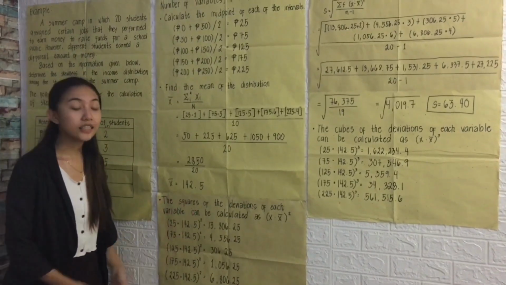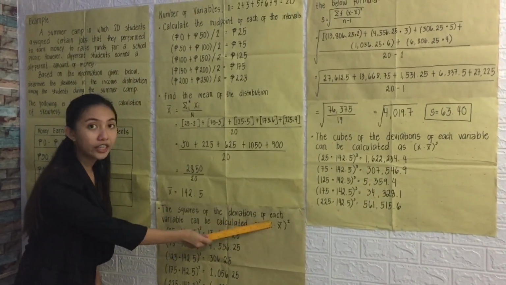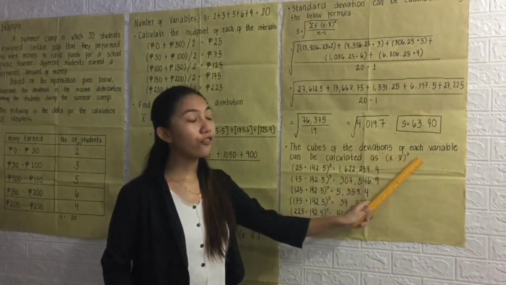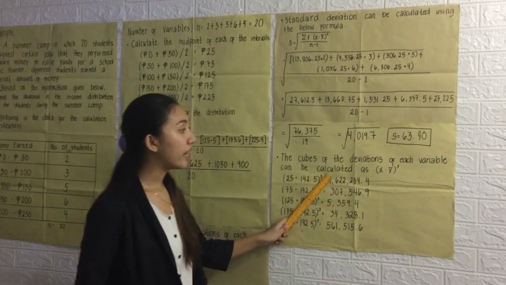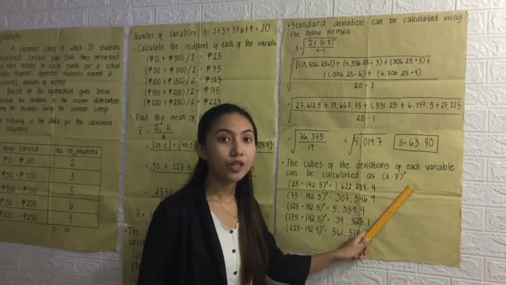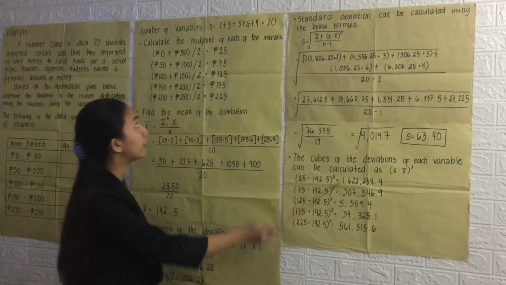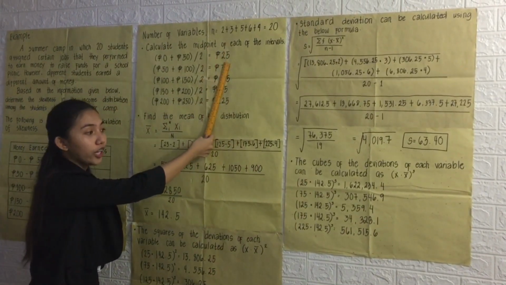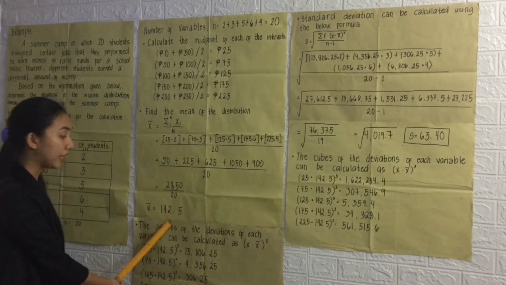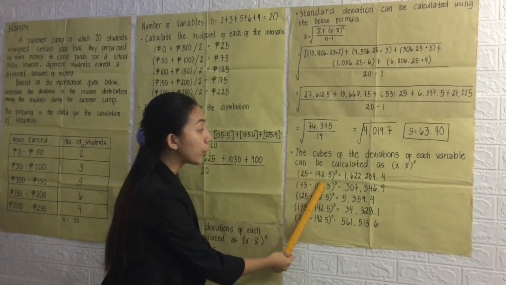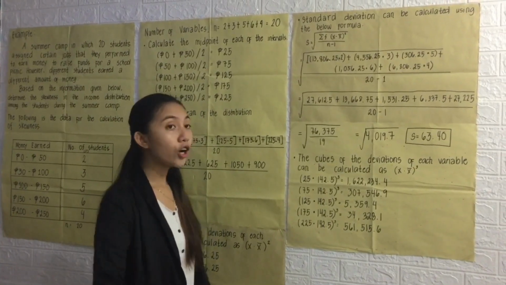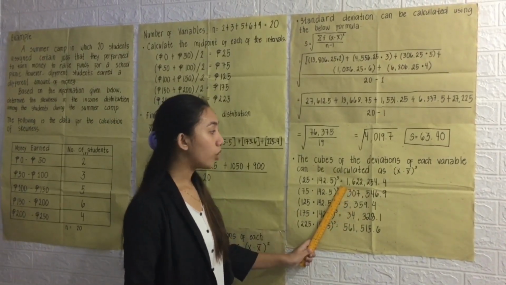So let's calculate the cubes of the deviations of each variable, like what we did over here, but we just calculated the squares of the deviations of each variable. So let's proceed. Cubes of the deviations of each variable can be calculated as the cube of the result of midpoint minus mean. So first, we have 25, the first midpoint over here. 25 minus 142.5, which is the mean, is equal to 3,562.5. So we will cube it, which is equal to 1,622,234.4.